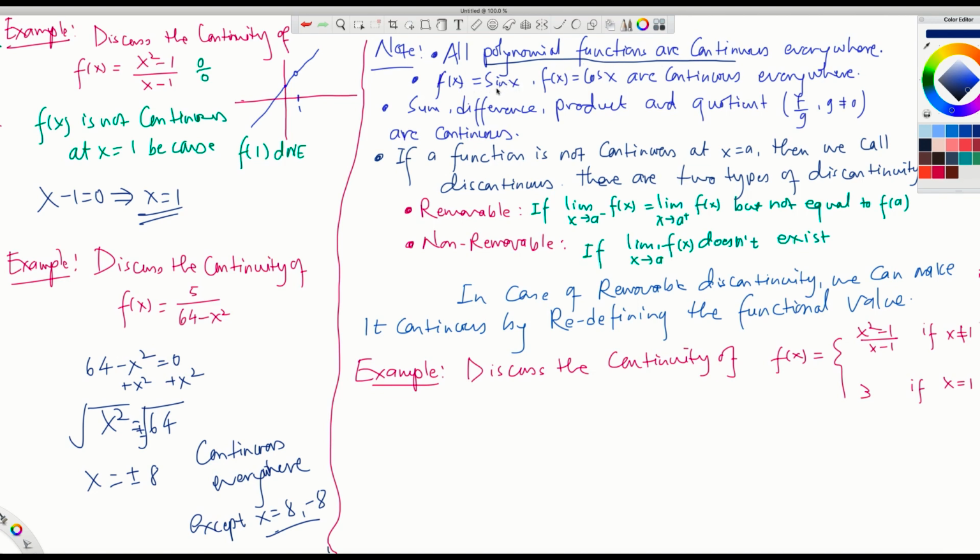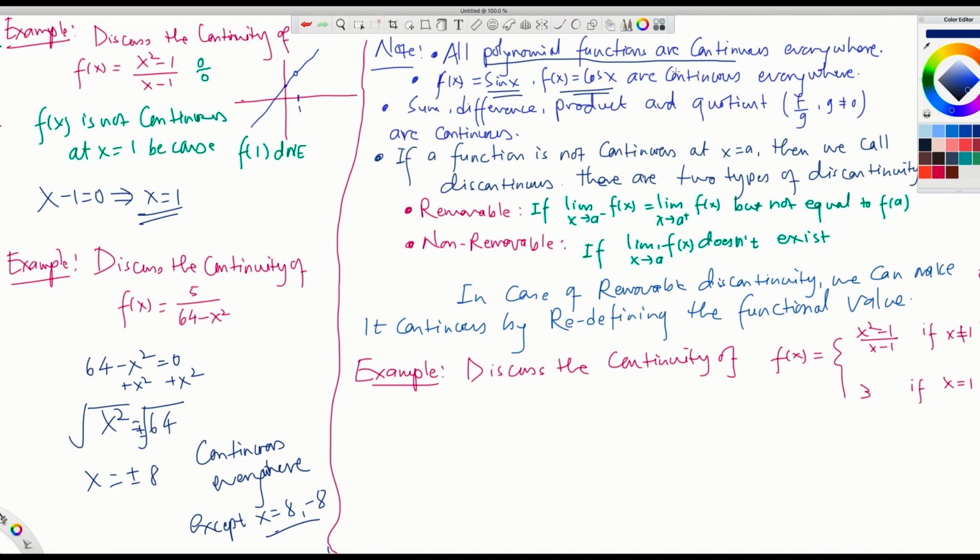Some trig functions, for example f(x) equals sine x and f(x) equals cosine x, are continuous everywhere, but f(x) equals tangent x is not continuous. Okay, because f(x) equals tangent x is infinity at pi over 2, negative pi over 2, 3 pi over 2, negative 3 pi over 2, and so on.